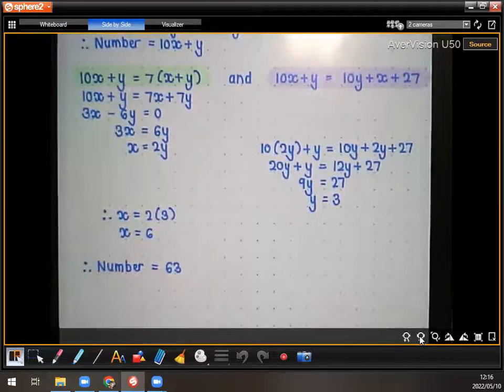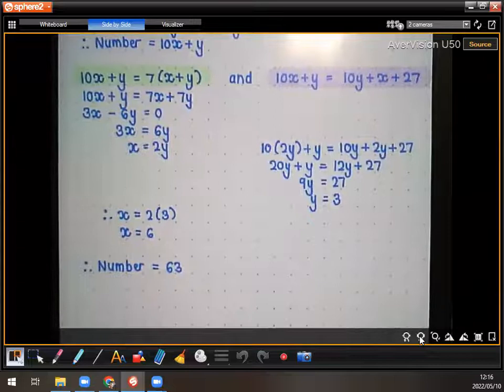Take a look at the board. Your working might be different, that's fine. We know with simultaneous equations, there are four options when you are doing substitution. As long as you get it to x equals 6 and y equals 3, that's fine.